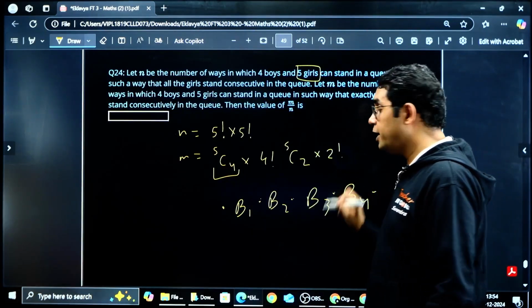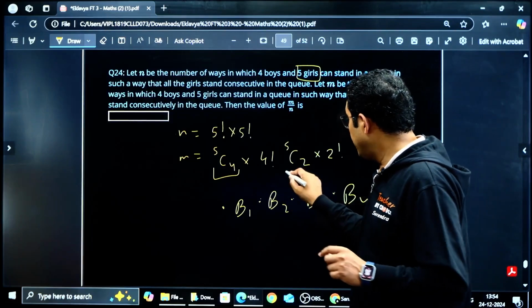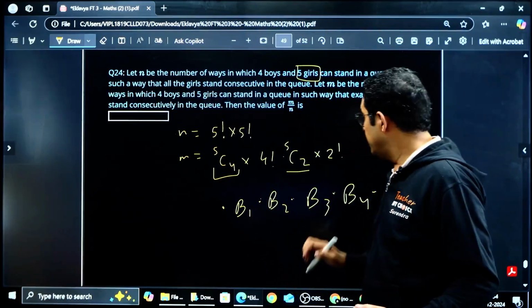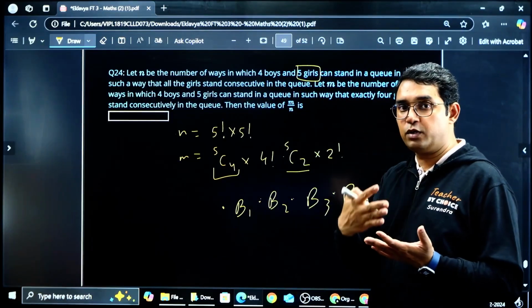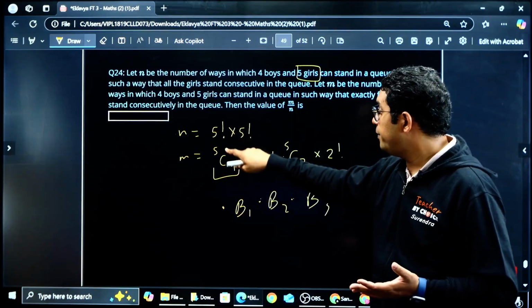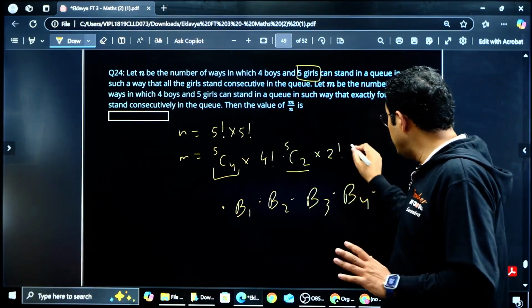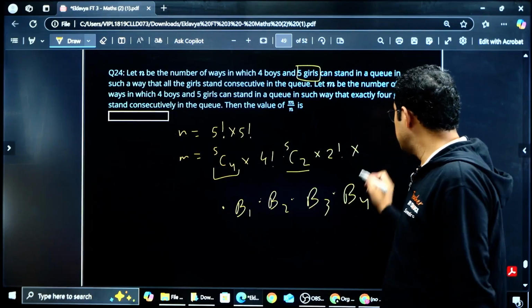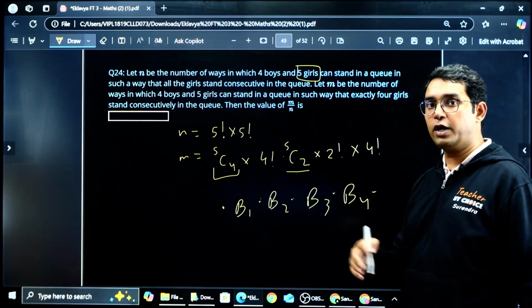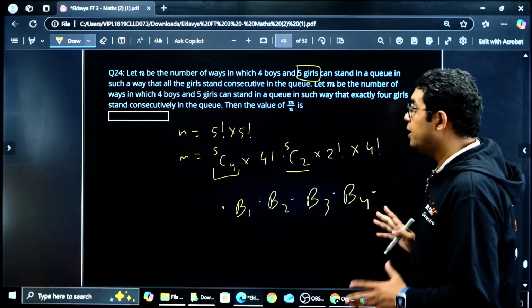That will be done in 2 factorial. This 2 factorial is for what? 5C2 is to choose 2 gaps, and these 2 gaps will be filled by 2 factorial ways. 1 gap will be filled by 4 girls, 1 by 1 girl. So 2 factorial, and those 4 girls can once again be arranged in 4 factorial in their gap. So this is the total m value.